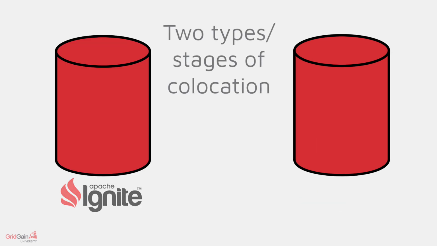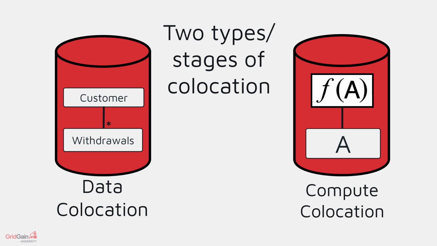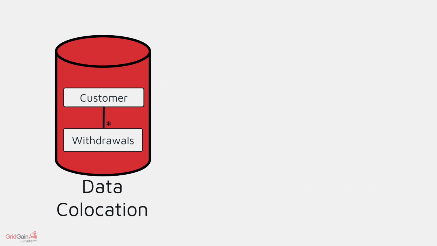There are essentially two types, or stages if you like, of colocation that we need to consider when we're architecting our topology. They are data location and compute location. Data location refers to the practice of keeping associated data together on one physical node, and this is what we consider first. Examples of associated data might be one object aggregating another, or two database tables joined by a key.